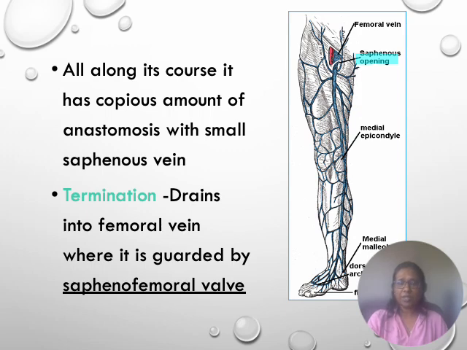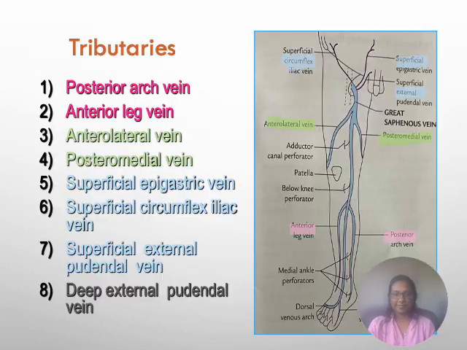Right at the junction of the great saphenous vein and the femoral vein, it is guarded by a valve which is called the saphenofemoral valve. This saphenofemoral valve is of great functional significance because any incompetency in the saphenofemoral valve will invariably land the great saphenous vein in varicosities. So until now, we have learned the formation, the course and the termination of the great saphenous vein. Now, let us move on to the tributaries of the great saphenous vein.